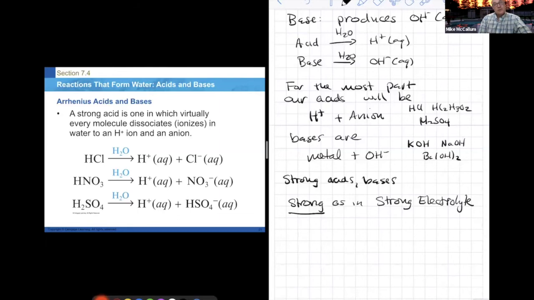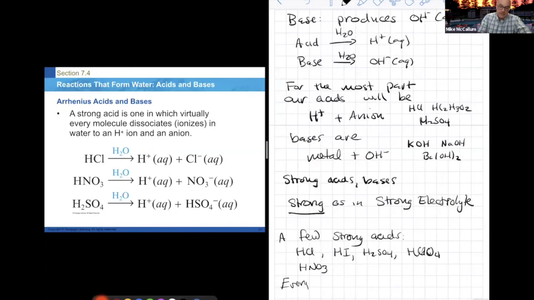Okay. So then the question becomes, how do you tell a strong acid from a weak acid? Well, it turns out this is not too hard. There are only a few strong acids. HCl, HI, H2SO4, HClO4, and I know I'm forgetting one too, HNO3. These are generally accepted as the 5 strong acids. There are probably some more that aren't so common, but if you memorize these 5 acids as being strong, you could mostly safely say every other acid is weak.